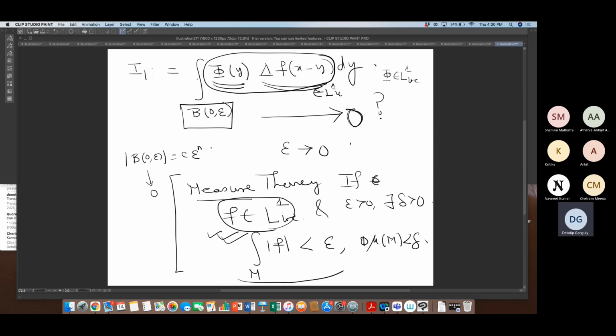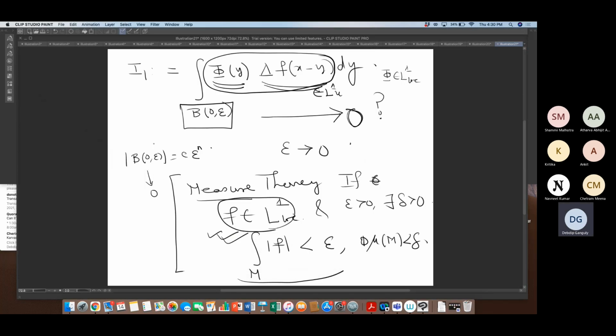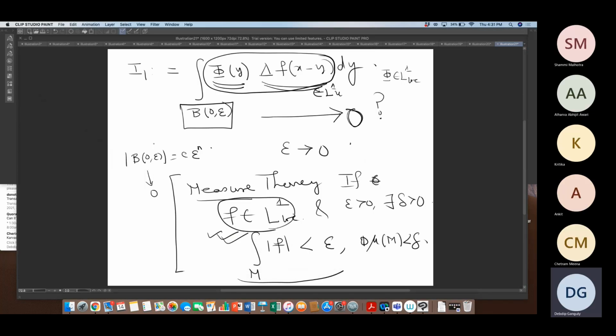Is that clear? Everyone tell me, is that clear? What happened? Is that clear? All of you? Yes. Navneet, sir. Ankit, Shammi, yes, sir. Atharva? Clear? So you know that on a small measure set, if the function is an integrable function, the integral is small, right? Same thing, this integral will be small on a small measure set, and as I take epsilon tending to 0, this integral will go to 0. Okay, so we are done with that part.